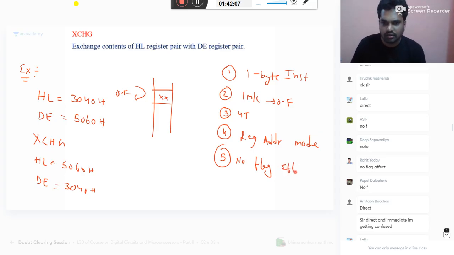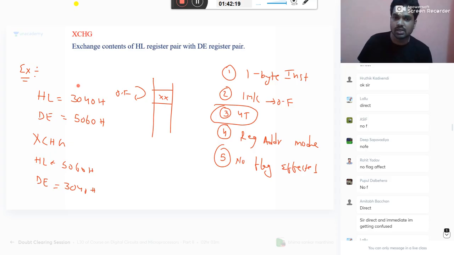No flag. Why do we use it? To swap the data within less time. Suppose you want to exchange the data between two registers, swapping is required. Normally, if you use move operations, it requires more time. If you write a program for this directly, move, okay.